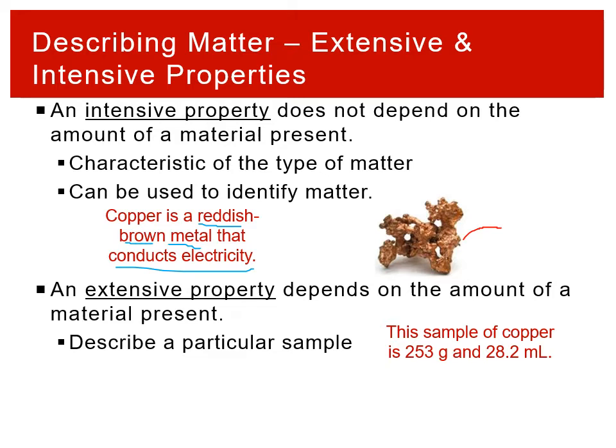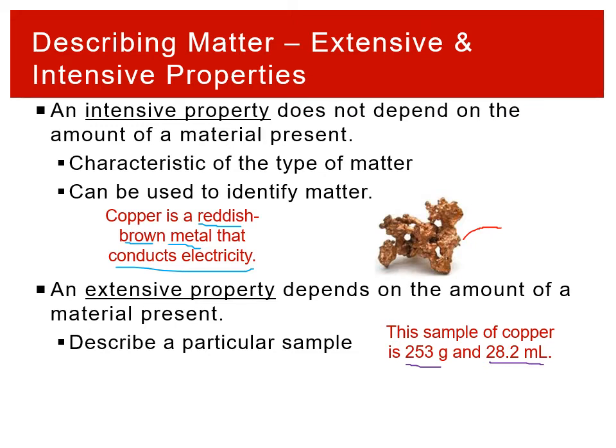Extensive properties then depend on the amount of material present. So these would be used to describe a particular sample. This piece of copper that we're looking at is 253 grams, and it has a volume of 28.2 milliliters. We'll define those units moving on if you're not familiar, but those are mass and volume, right? That gives us information about that piece of copper. That is not generically true for copper. You can have all different sizes and shapes of copper, but that particular piece of copper has that mass and volume, and that's what makes that an extensive property.